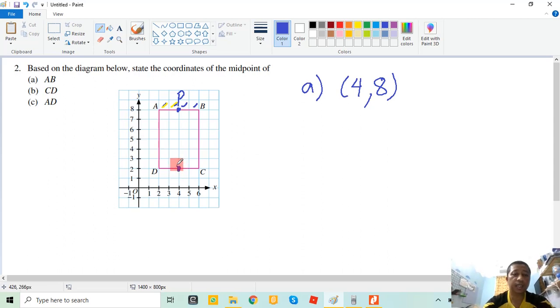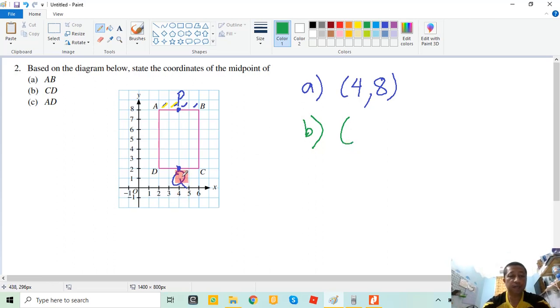This is very easy. Maybe I write here as Q. So point Q is the midpoint for CD. What is the answer? Okay. The answer for question B, CD.